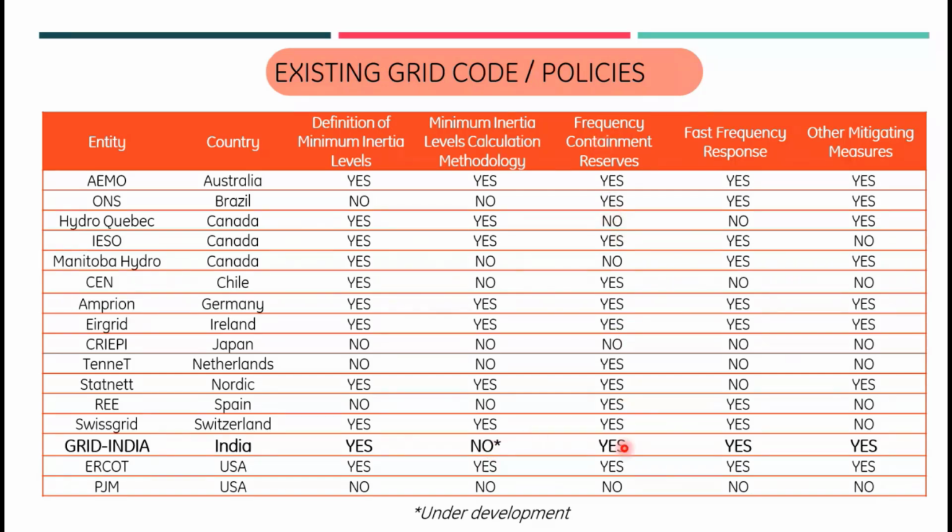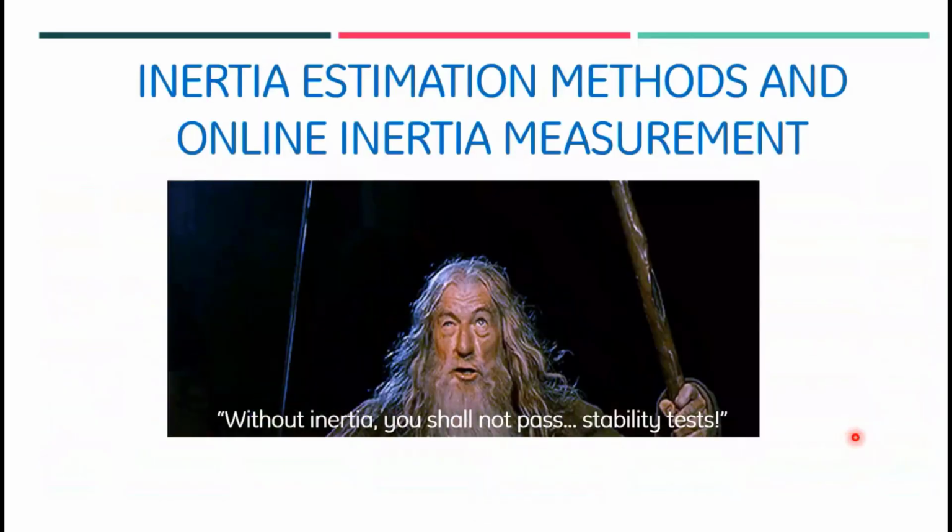Then what kind of reserves are available, whether you have fast frequency response available from your inverter-based resources or not, whether they are mandated or not. Then what are the other mitigating measures for controlling the frequency, with the reduction in inertia. So India is also on par with the ongoing changes or challenges that can be faced with inertia. We have already introduced such actions in our grid in the form of our grid code also.